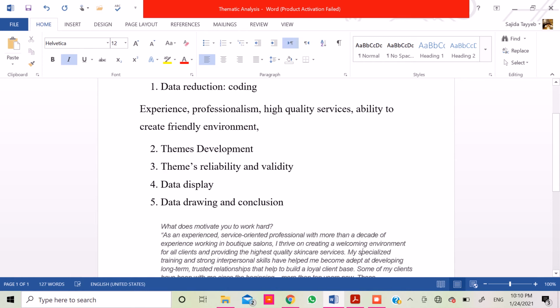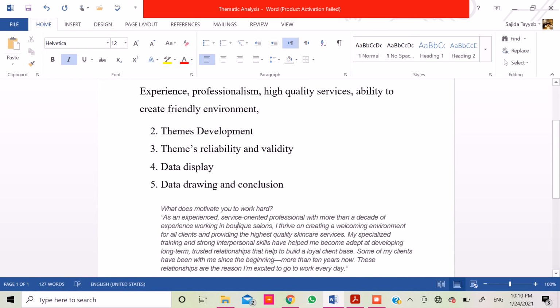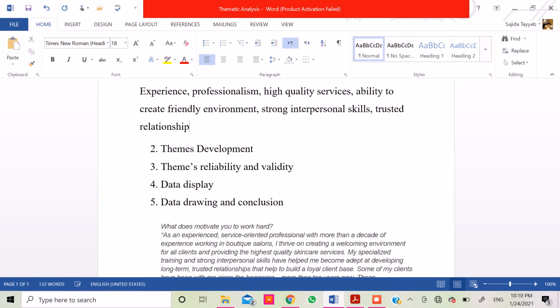So my specialized training and strong interpersonal skills. So let's put interpersonal or strong interpersonal skills. That's another one. Okay, help me become adept at developing long-term trusted relationships. So let's call it to build a loyal client base. So let's call it trusted relationship, or you can call it building a trusted relationship. Fine. Okay, then let's look into others.